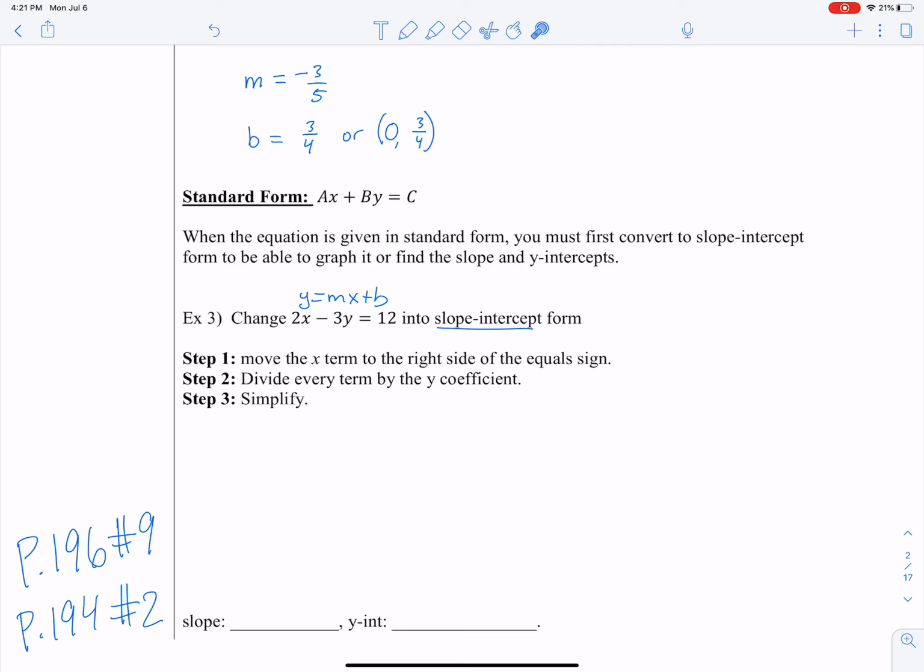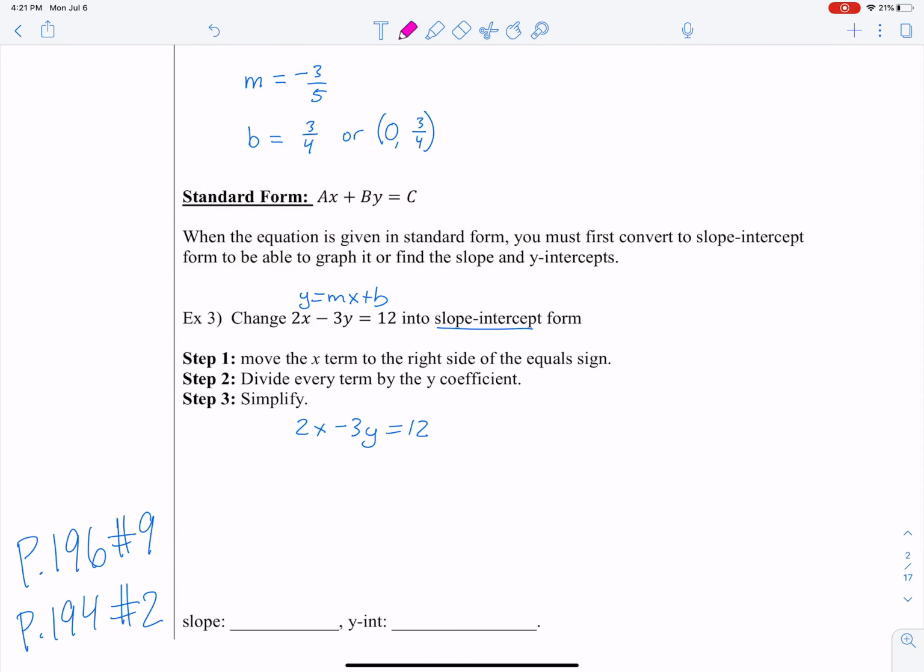Now we can see in what we're aiming for, we have the y all by itself on the left-hand side of our equals. Here we have an x and a y on the left-hand side. So our first step is going to be to move this to the other side. Step one, move the x term to the right side of the equal sign. I'll start off by writing 2x minus 3y is equal to 12.